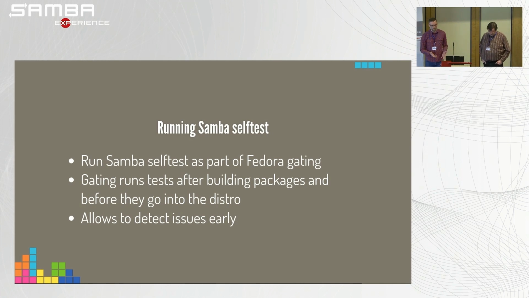I'm currently trying to run Samba self-test as part of the RPM process. And this takes quite a lot of time. I already fixed a lot of bugs, but I'm also running into issues I don't understand yet, and I need to figure them out. The plan is to run Samba self-test as part of Fedora gating. That means after the packages are built, these tests run before the packages are pushed into the distribution. So we would detect issues or problems early and then be able to fix them and get better quality in Fedora.